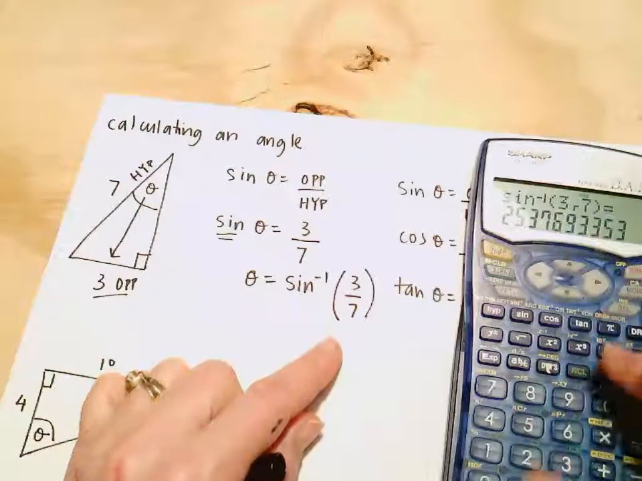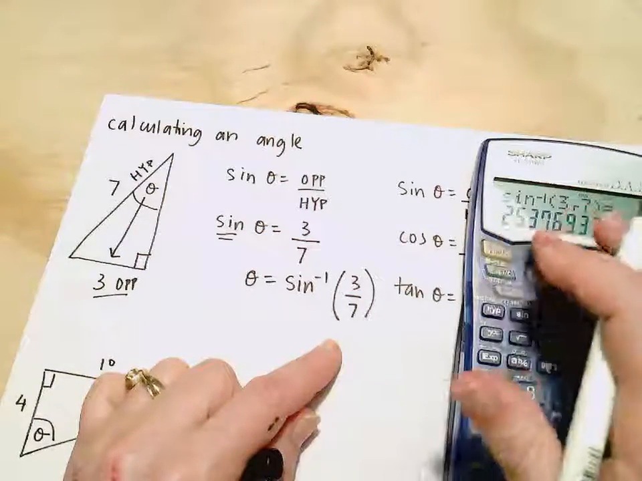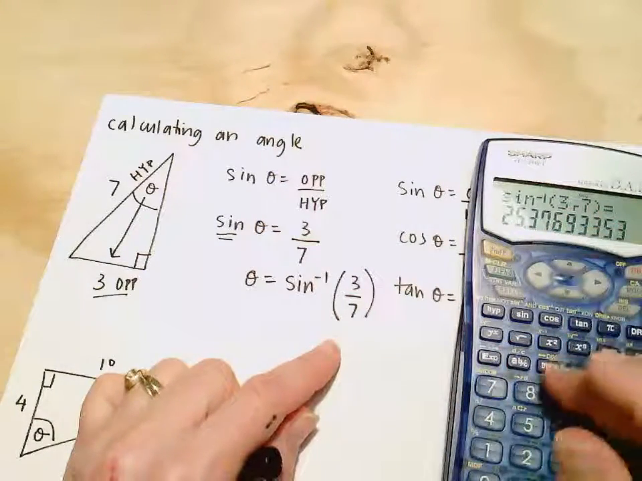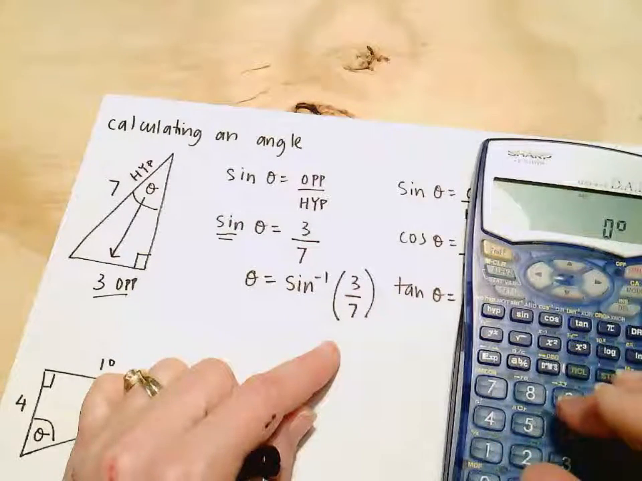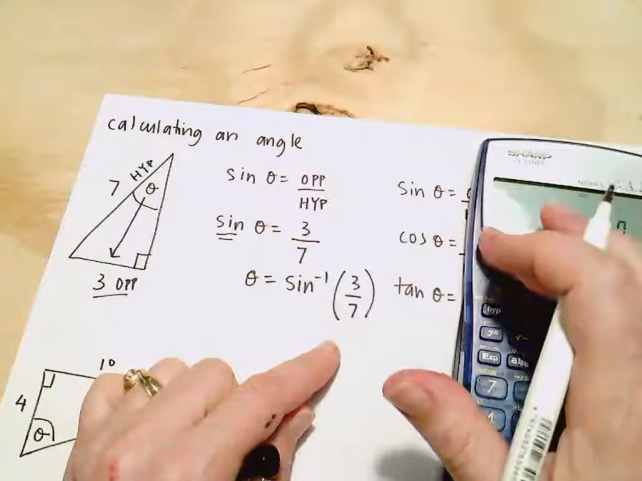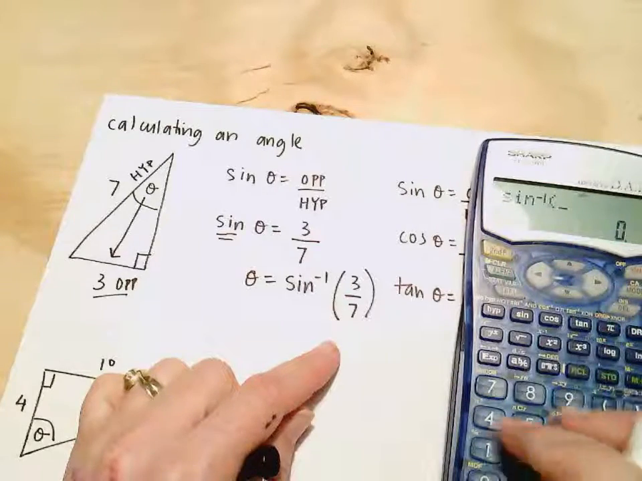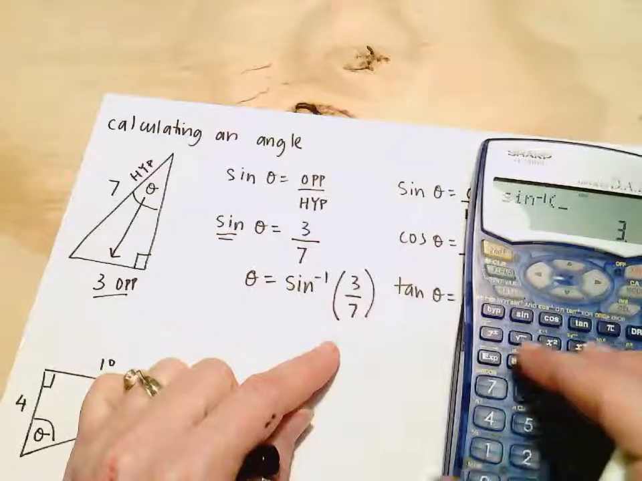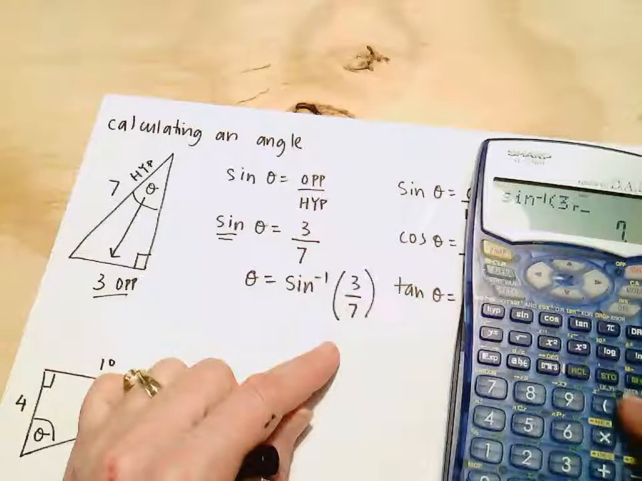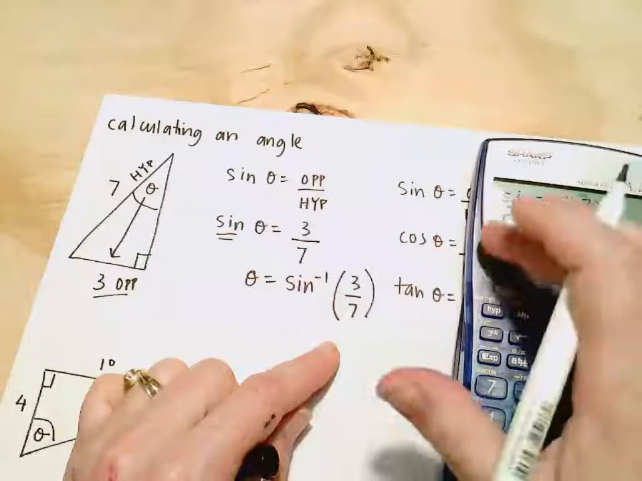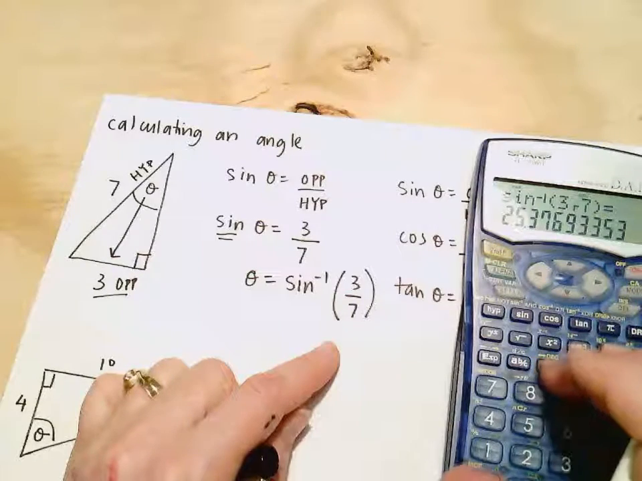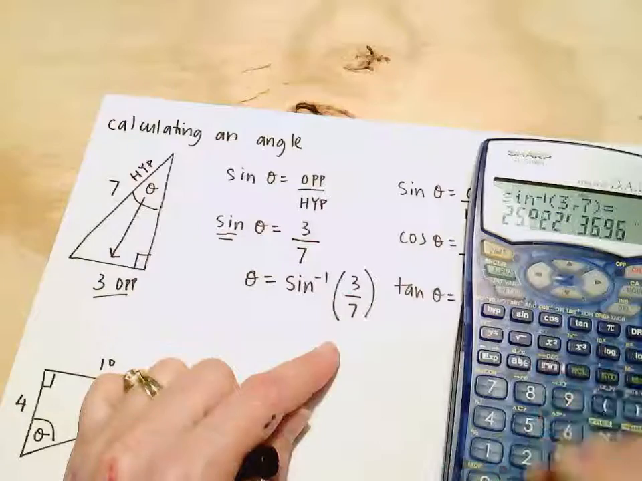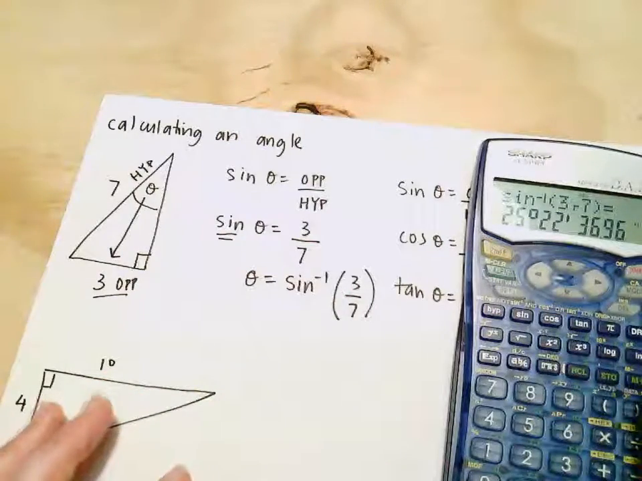Now you can see here that this has given my answer as 25.3769 and so on. If I want that in degrees, minutes and seconds, I don't do that. Let me just do that again, sorry. 3 over 7. If I want that in degrees, minutes and seconds, then I'm going to press the degrees, minutes, seconds button, but the second function above that, and that's going to turn it into degrees, minutes, and seconds.